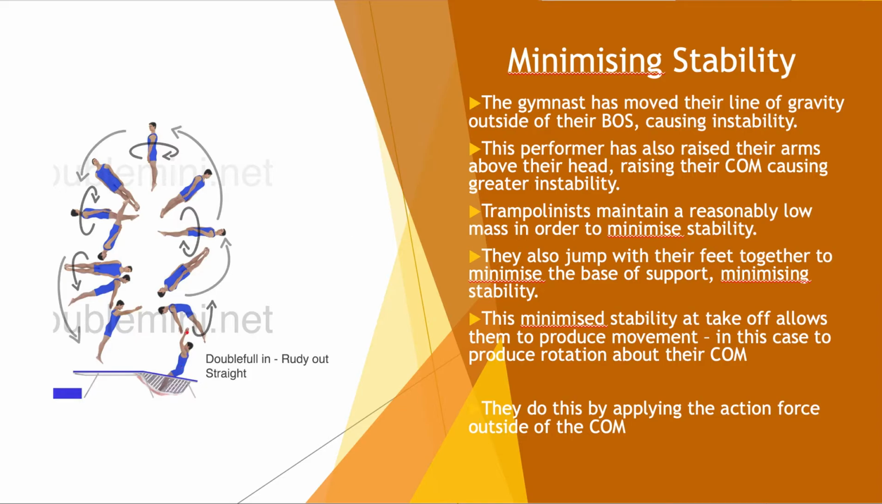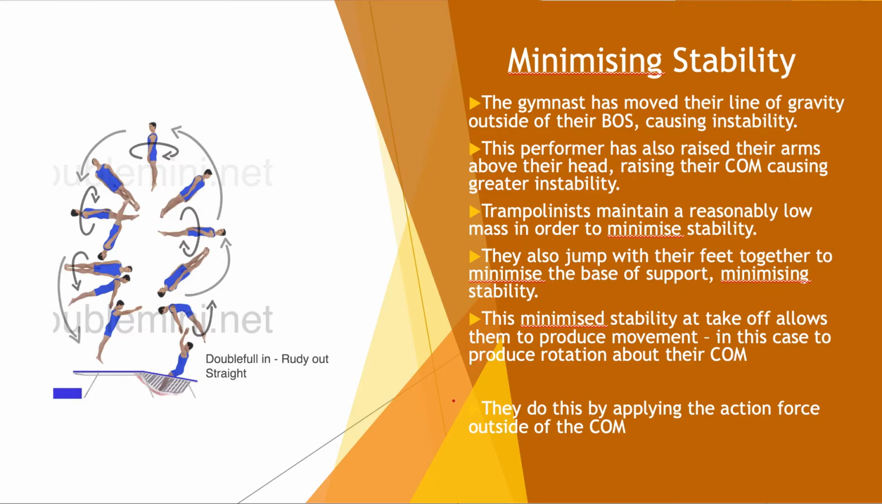They've raised their arms above their head, which raises their centre of mass. A trampolinist would maintain a reasonably low mass, and they're also jumping with their feet really close together in order to minimise their base of support. And all of this minimises stability at takeoff and allows them to produce movement, in this case to produce rotation about the centre of mass.